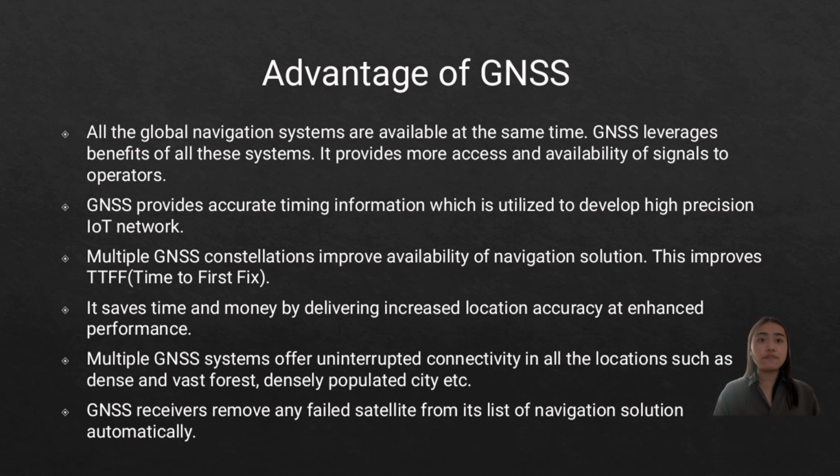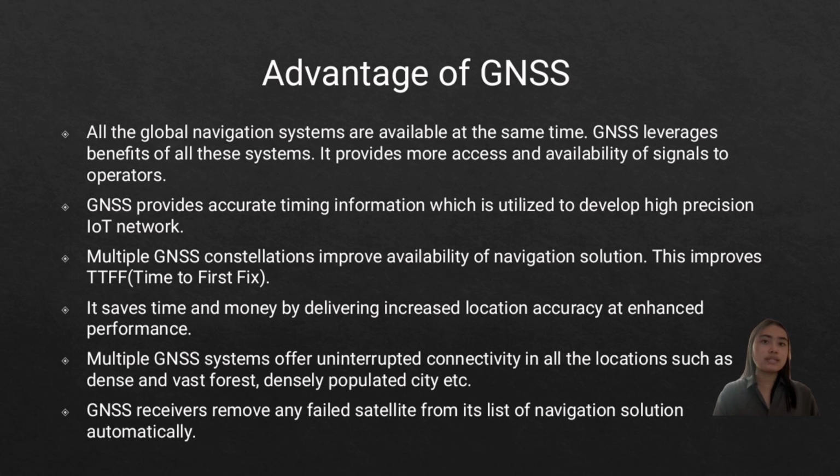Then, the advantage of GNSS is all the global navigation systems are available at the same time. GNSS leverages benefits of all these systems. It provides more access and availability of signal to operators. Second, GNSS provides accurate timing information which is utilized to develop high-precision IoT network. And number 3 is multiple GNSS constellations improve availability of navigation solution. This improves TTFF. TTFF stands for time to first fix.